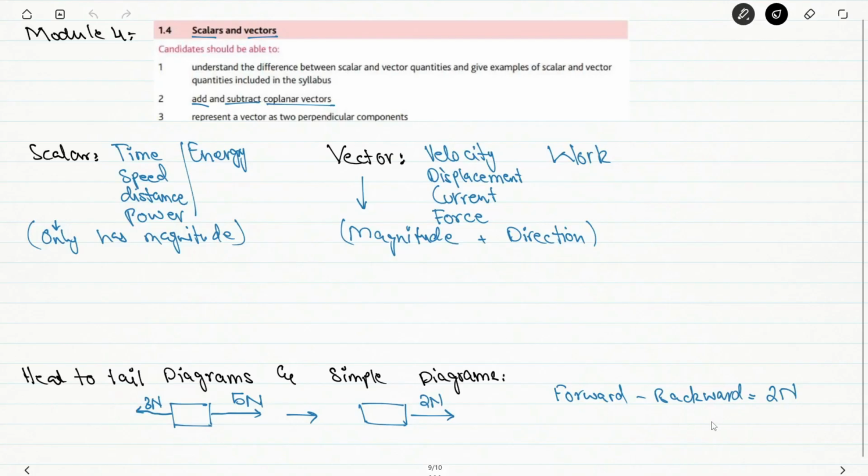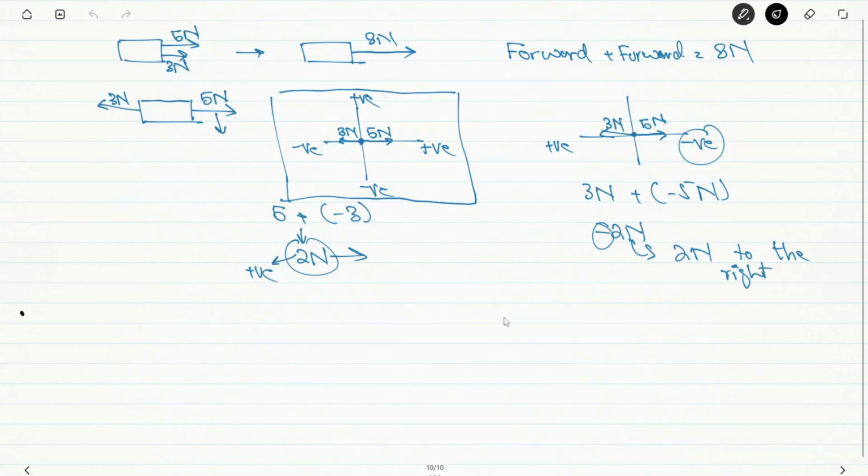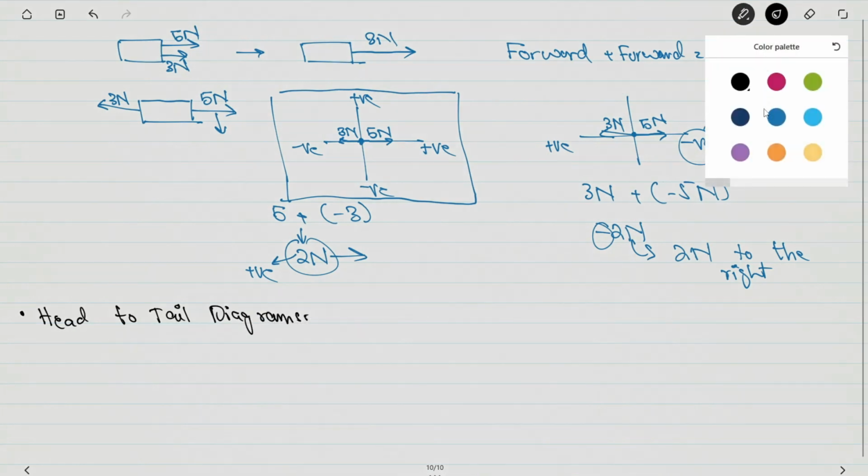So the last part is representing a vector as 2 perpendicular components. Okay. Before that, I want to teach you head-to-tail diagrams. I'm sure you have seen these and you all probably already know this, but I'm just going to go through it so all of you understand what I'm talking about.